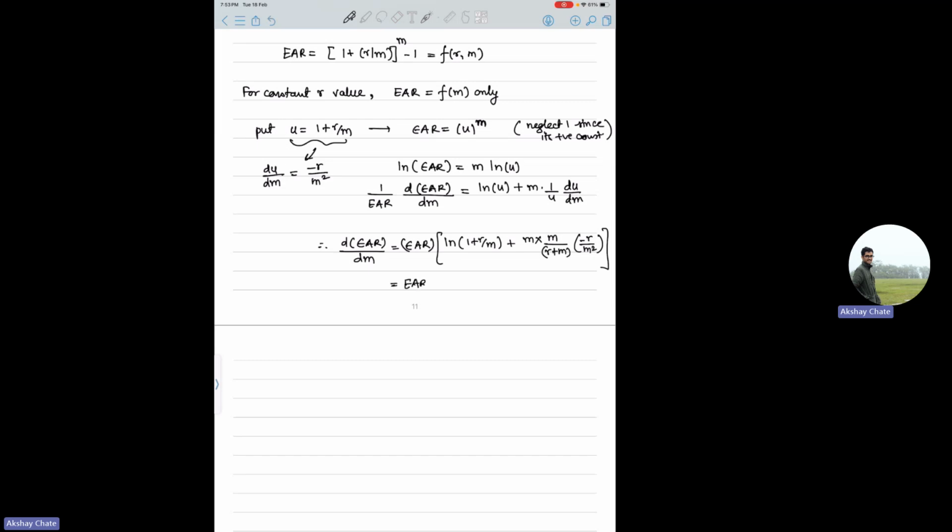So you basically have EAR into ln 1 plus r by m plus, sorry, there will be a minus sign here, minus r by r plus m. So that will be, we want r by m, right? So essentially it is r by r plus m. So if r by m is our m plus r by m.